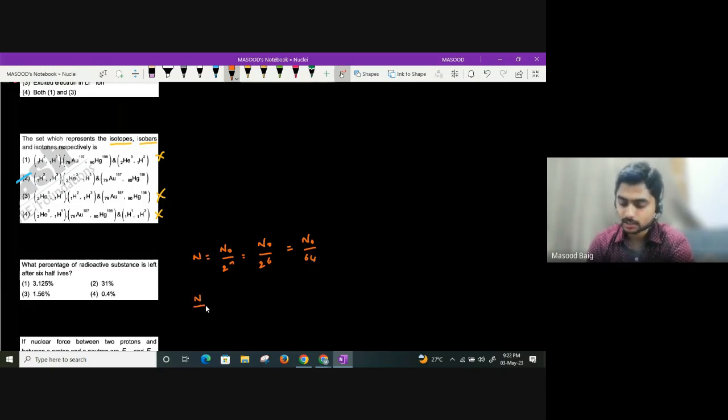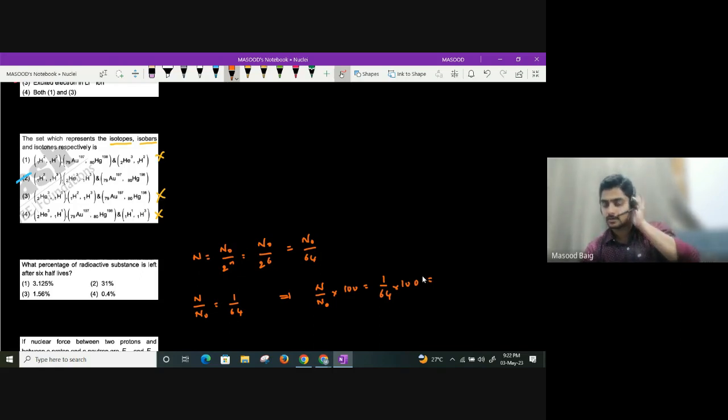What is the fraction left? N by N naught, which is 1 by 64, guys. What is percentage left? N by N naught into 100, which will be 1 by 64 into 100. Near about 2%, you can say, will be left. So your answer should be 1.56%, guys. Clear, all of you?